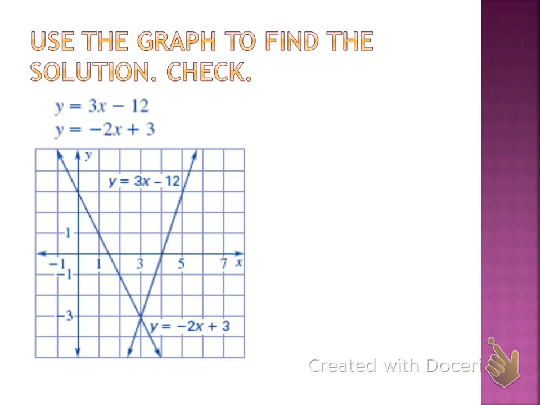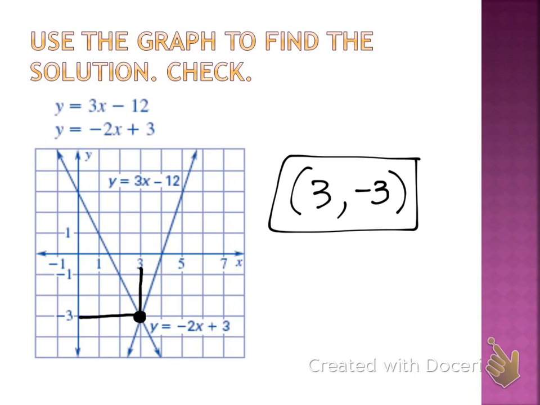So let's find where the two lines cross, which is right here. So I can draw a line straight up and run into the x value. What's the x value? 3. And I can draw a line straight across and run into the y value. And what is it? -3. So 3, -3 is the solution to both of the lines.